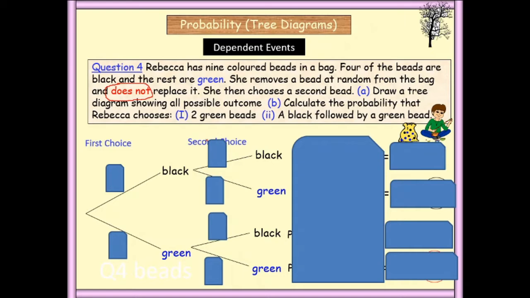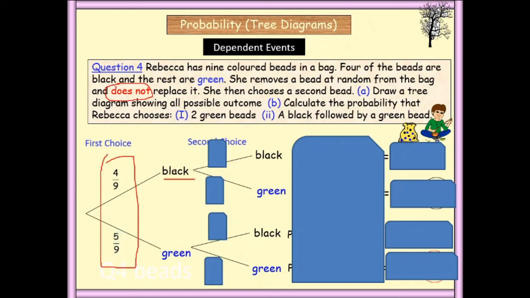So my first choice. This branch here represents a black one being chosen. I have 4 blacks and there's a total of 9. So the chance of that being black is 4 out of 9. Conversely, if you think about the green, these must add up to 1, which in this case would be 9 out of 9, which means it's going to be 5 out of 9.